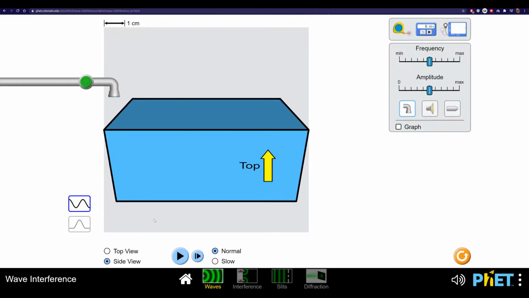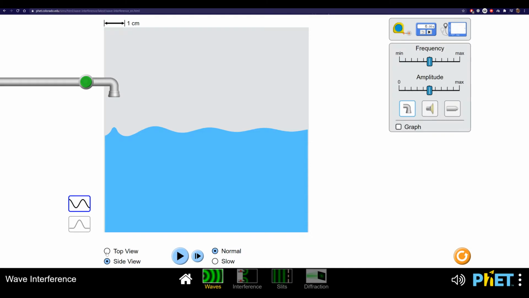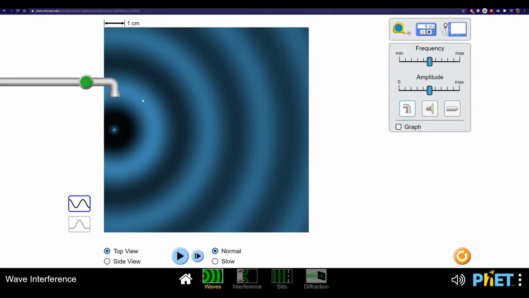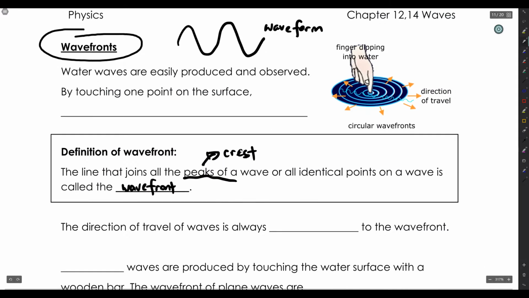This is a waveform, over here. And why is this a wavefront? The wavefront is seen over here. They are just the circular rings, the light blue circular rings. So that's the idea of a wavefront versus a waveform.